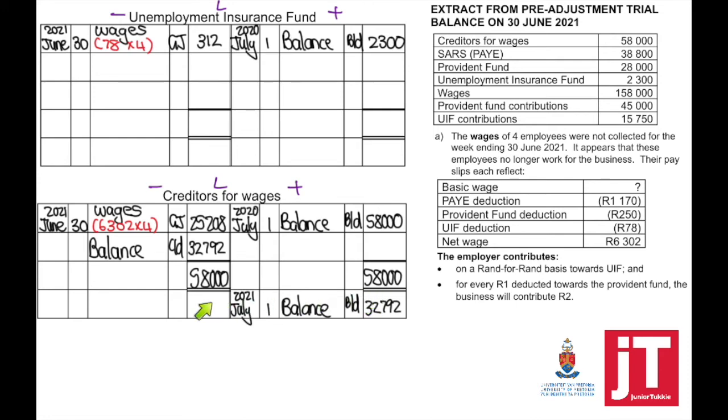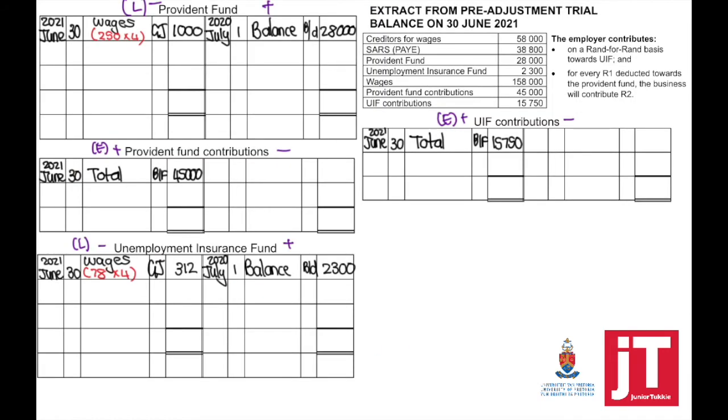Take the credit side, minus the debit side, that equals the balance carried down, means balance brought down. So we have only looked now at the deductions. Now we need to look at the contributions.